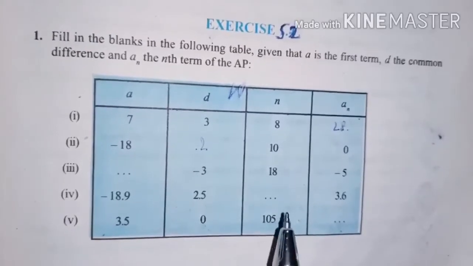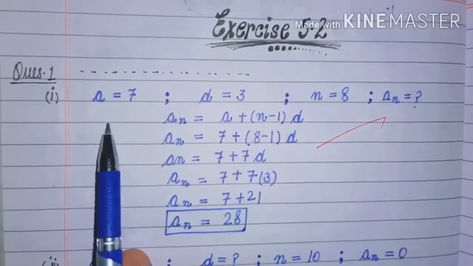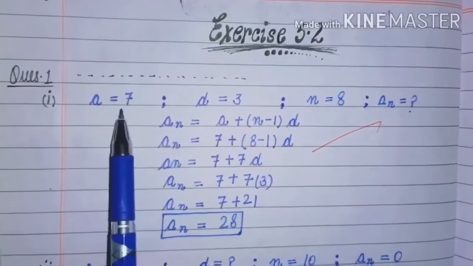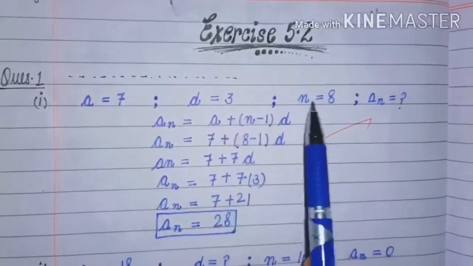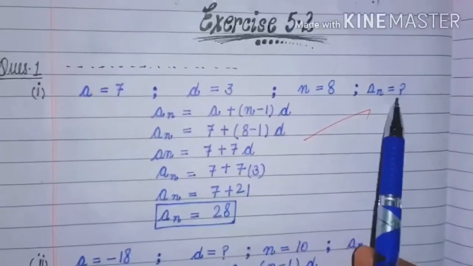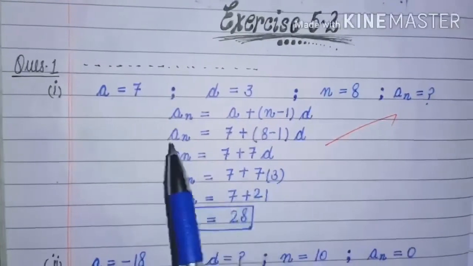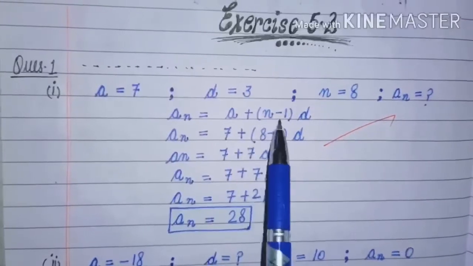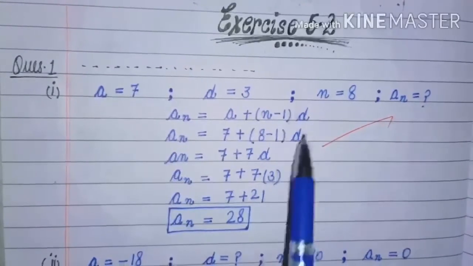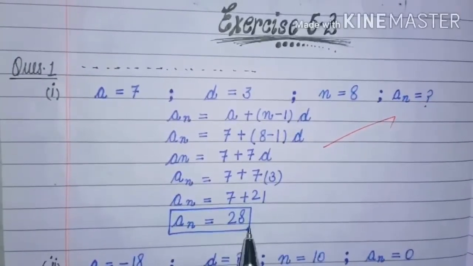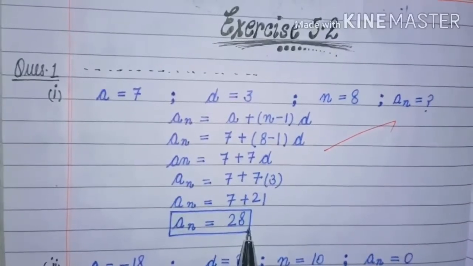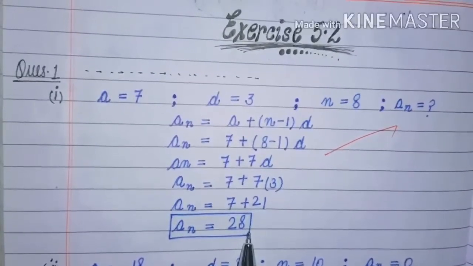Then the solution is, yes beta, solution of the first part. In the first part a is given 7, d is given 3 and n is given 8, and an is missing there. Okay beta, it means we have to find an. So simple, we will use the direct formula. An is equal to a plus n minus 1 into d. We will put all the values and solve, then you will get 28 beta. I hope you all will complete this.